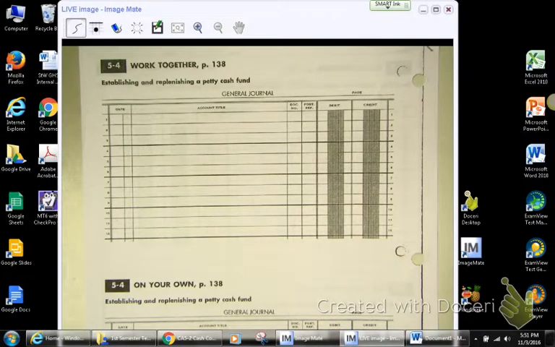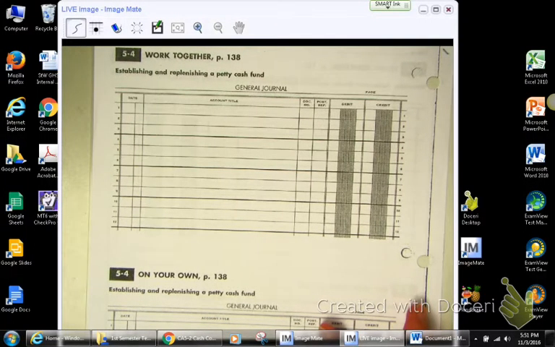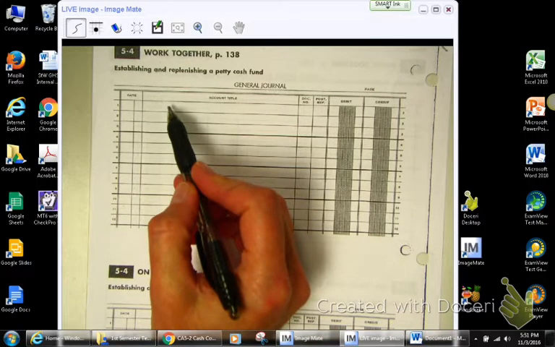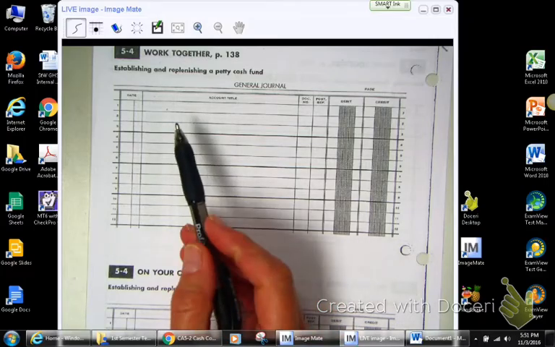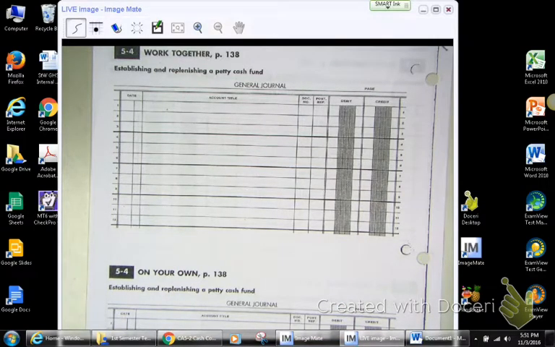Okay, in the Work Together 5-4, we will be working on establishing a petty cash fund and then replenishing the petty cash fund. First of all, the problem on page 138 says that we are going to do the journal entries to establish the petty cash fund on July 3rd. So the transaction is: paid cash to establish petty cash fund, $250, using check number 57.